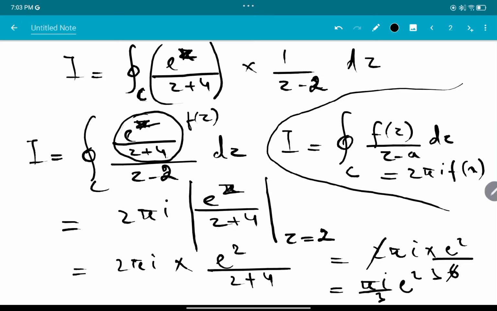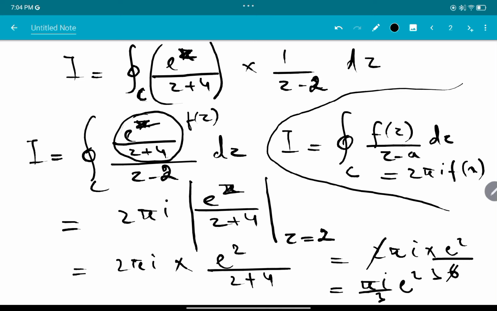So what was our method? Our method was, we first checked the given integrand for any singularity, and then after detecting singularities, we watch for those singularities which fall within our given closed curve, and for those singularities we apply Cauchy's integral formula, and then things are quite simple and easy.